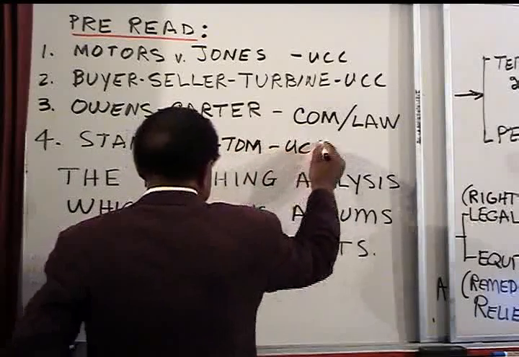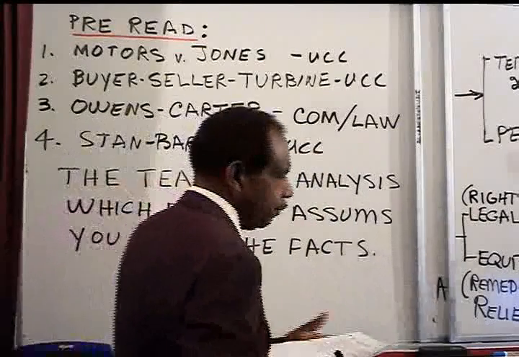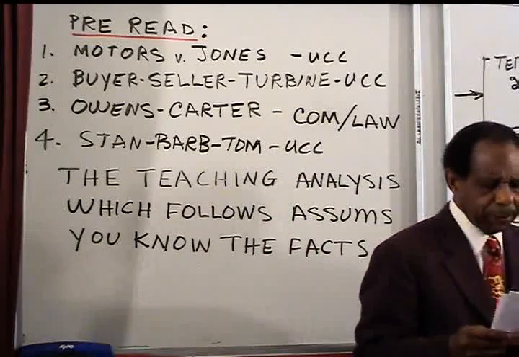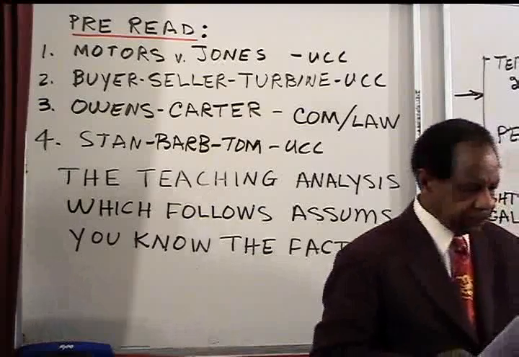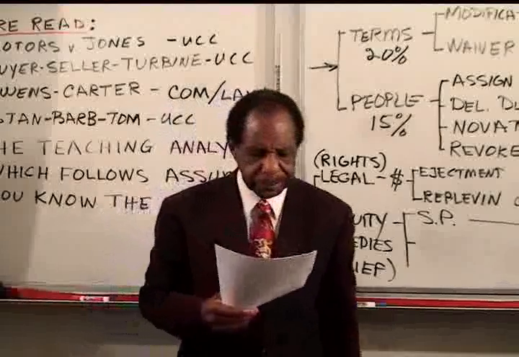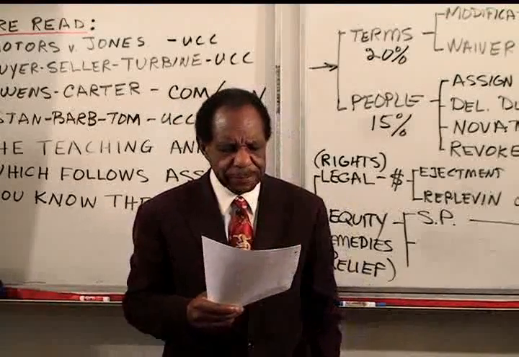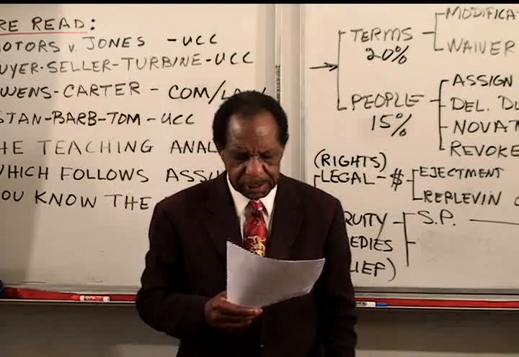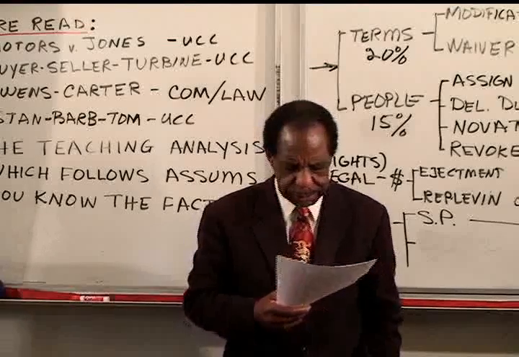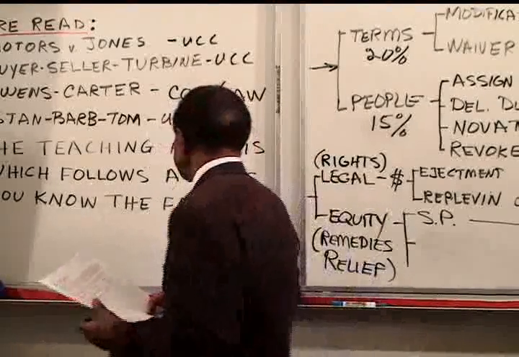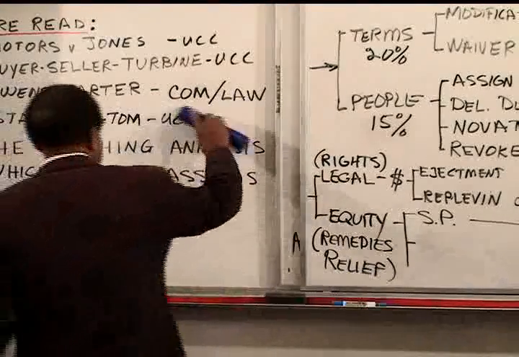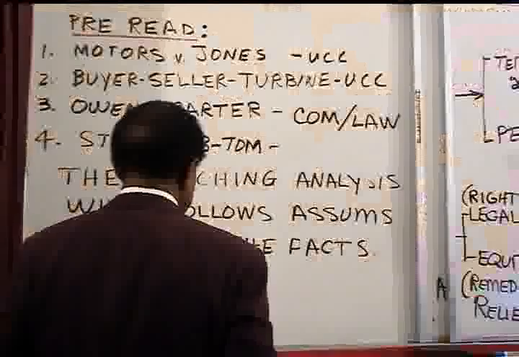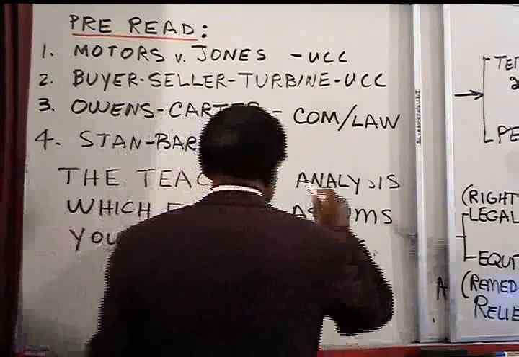And this is a UCC problem. Please pull it out of your materials because we're going to go through it word by word, and you need the problem in front of you. In this Stan, Barb, Tom problem, the first paragraph says, Stan and Barb entered into a valid written contract. You know, this is not UCC. It's also common law. It's a sale of real estate. So we have two common law problems. I'll do them for you.